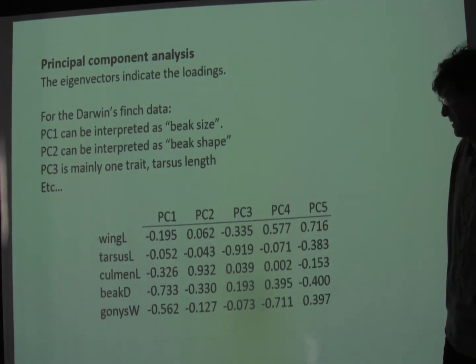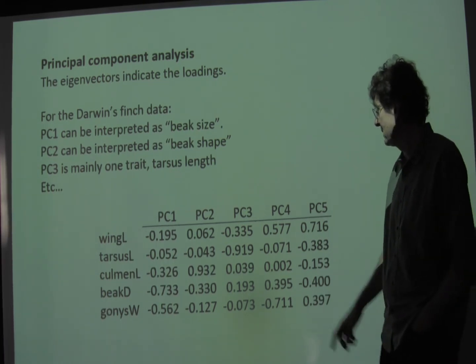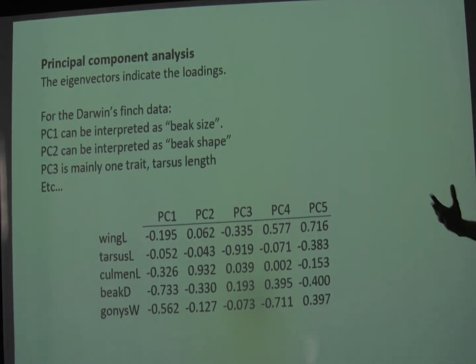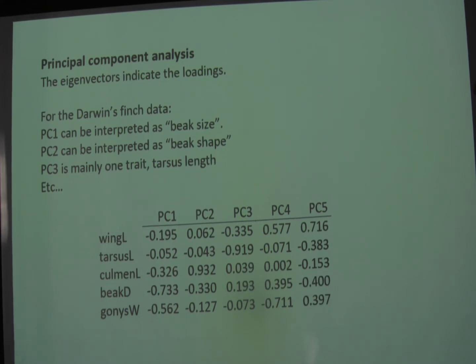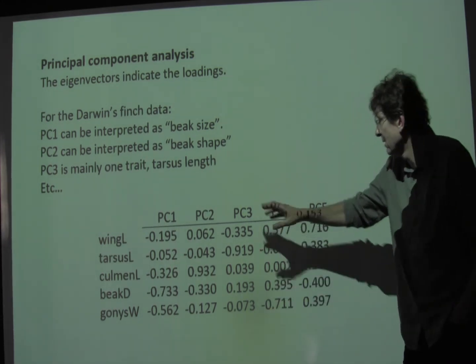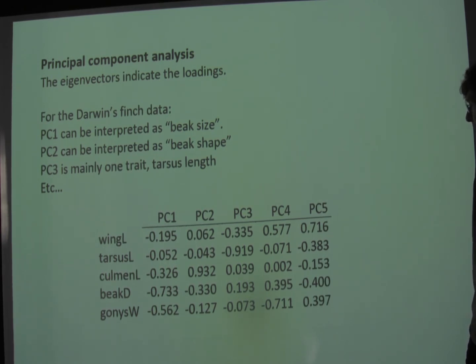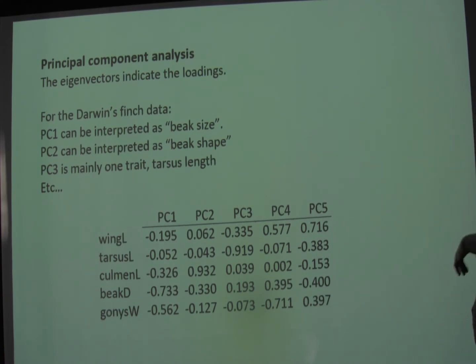PC3 starts to get harder to interpret. There's not much variation left in PC3, but it's mostly Tarsus length. And Tarsus length doesn't seem very strongly correlated with any of the other variables, so it sort of pops out as strong on one of the later PCs. And it does get harder and harder the more dimensions you try to include in your analysis.